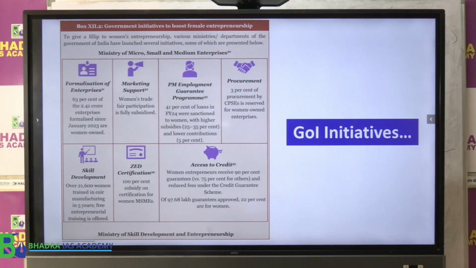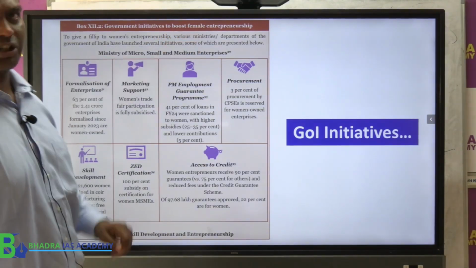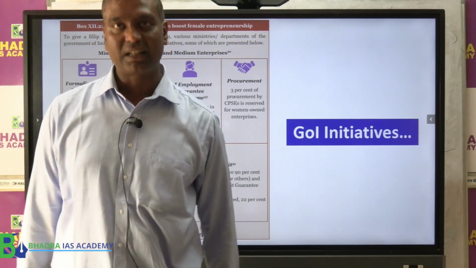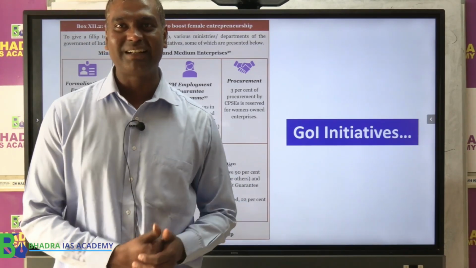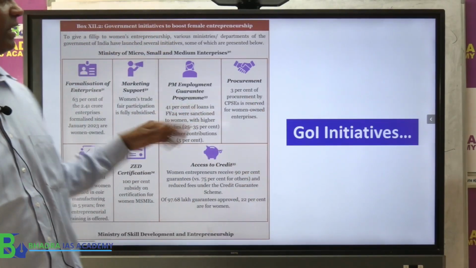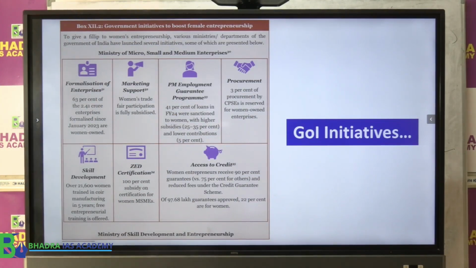Now what is the government initiative for women's entrepreneurship? That means for women to start a new business, what has the government done? Because a lot of women are going into self-employment. The government report also says we have done a lot of initiatives. As a result, they have taken up self-employment. For example, formalization of enterprises, like the MSMEs which were informal, began to be made formal from January 2023. 63% of these formalized enterprises are owned by women, right?